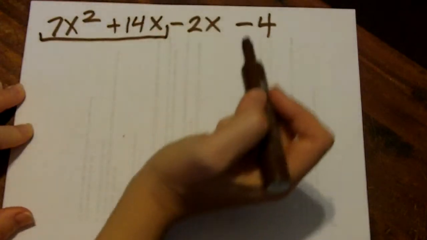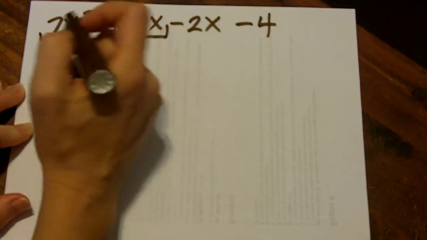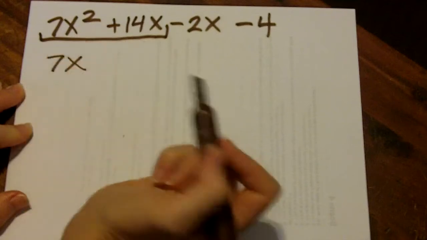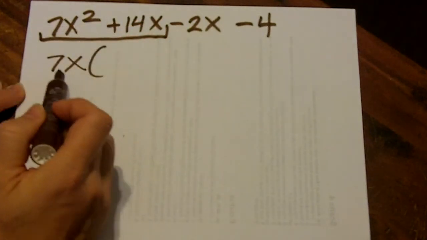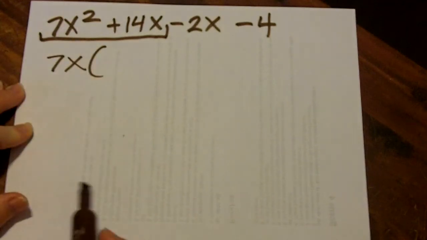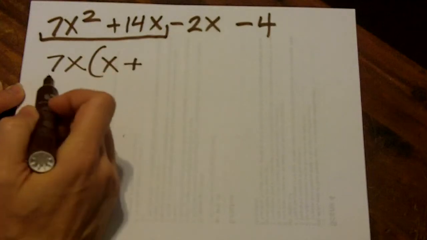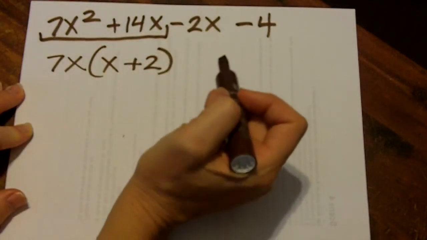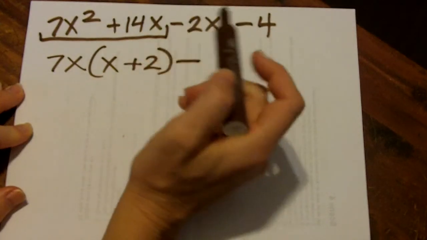So we're going to look at the first two, 7x squared plus 14x, and we're going to look for a GCF. Well, you can see that 7 and x would be a GCF, okay? And what would our leftovers be? In other words, what times 7x gives me 7x squared? I would have to put an x there. Okay, what times 7x gives me 14x? Well, simply 2. All right, now I'm going to put the minus sign here, okay?